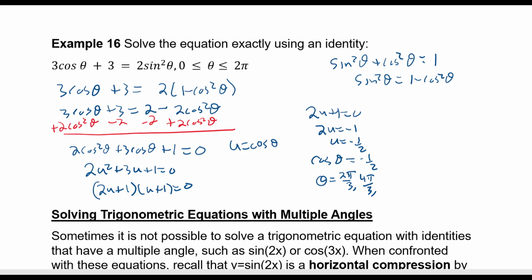And then we have u plus 1 equals 0. So u equals negative 1. So cosine of theta is negative 1. So theta must be pi. So those are our solutions.